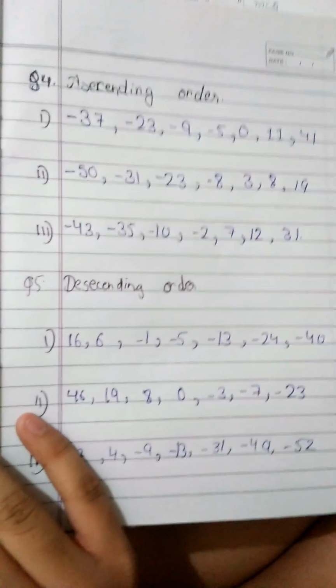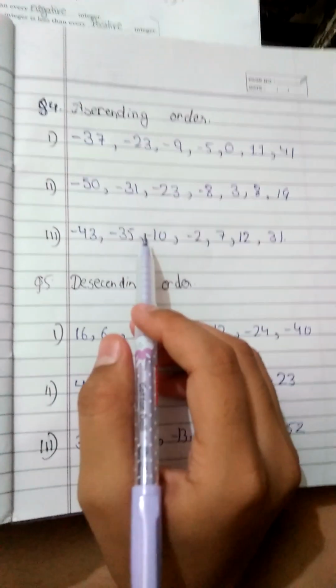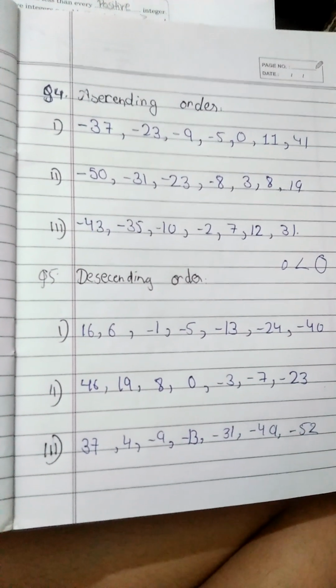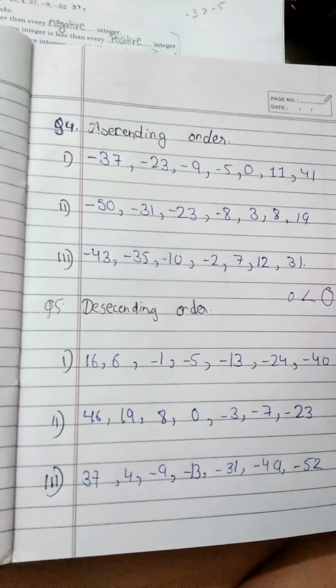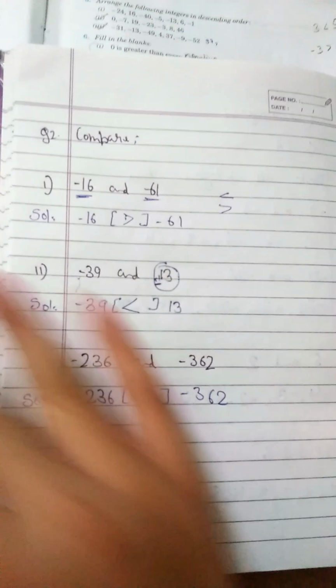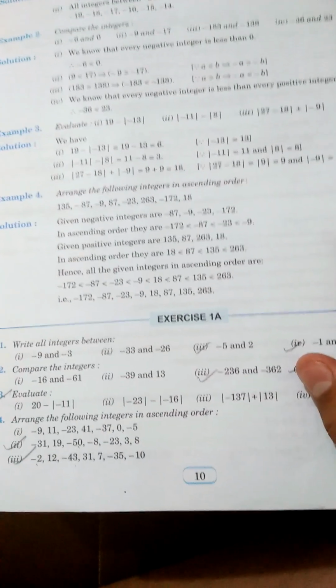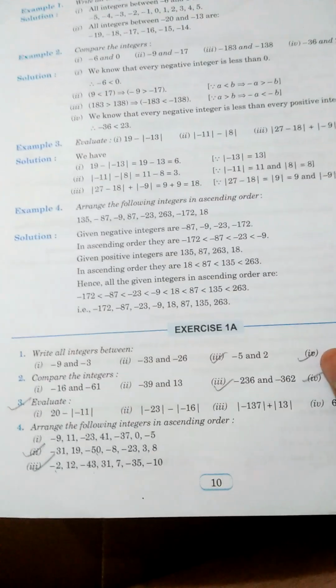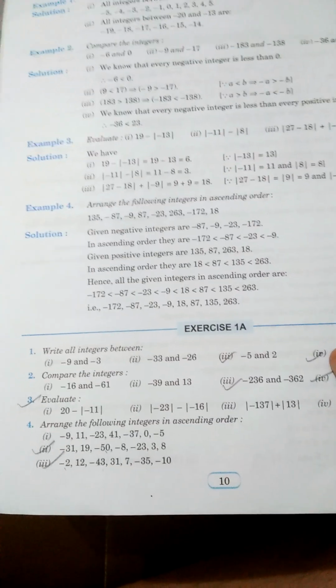Next question is ascending and descending order. So we all know in ascending order we are going from smallest to greatest. So the fourth question is: arrange the following in ascending order: minus 9, 11, minus 23, 41, minus 37, 0, and minus 5.